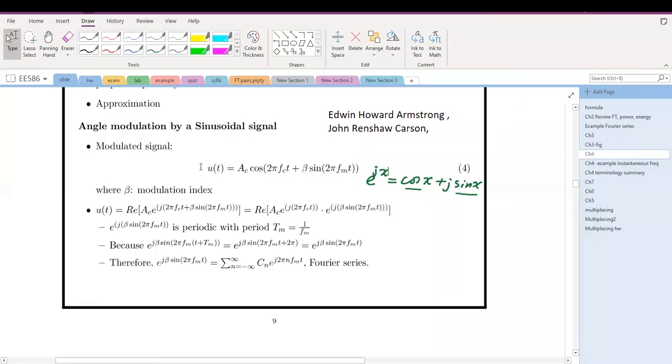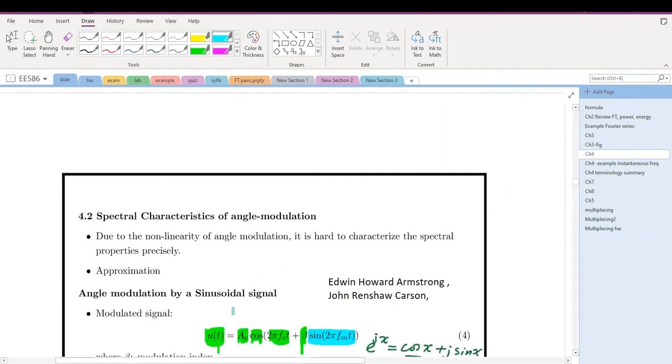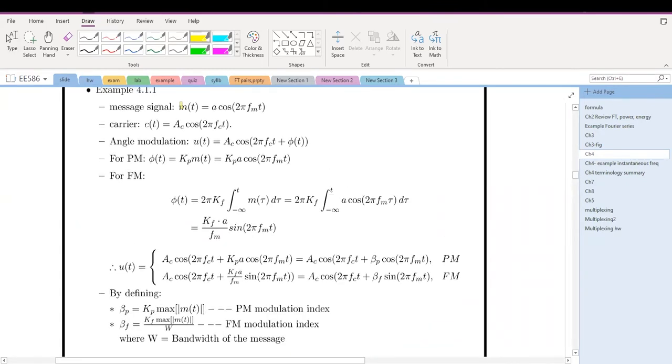In this video, we look at the spectrum of the angle modulation for some pseudo signal. The modulated signal has this format: u(t) equals Ac cosine(2 pi fc t plus beta). Beta is the modulation index multiplied by sine 2 pi fm t. And this modulated signal comes from here, where the message is a cosine signal, and we do FM modulation.